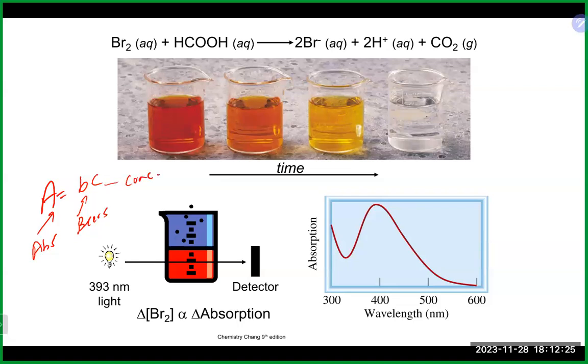But if we look at this particular experiment here, where we take Br2, which does have this kind of reddish type color, that's formic acid, which is colorless, and pretty much all these guys on this side are colorless.